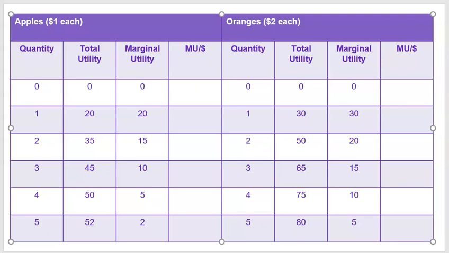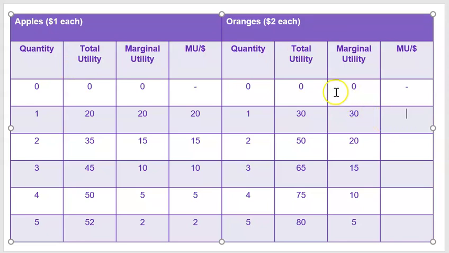All right, so let's calculate the marginal utility per dollar here. So remember, it's just the marginal utility divided by the price. And luckily for us, apples cost a single dollar, right? So to calculate the marginal utility per dollar for the first unit of apple is just 20 divided by 1, which is 20. For this one, it's 15 divided by 1, which is 15. Then it's 10 divided by 1, 5 divided by 1, and 2 divided by 1.